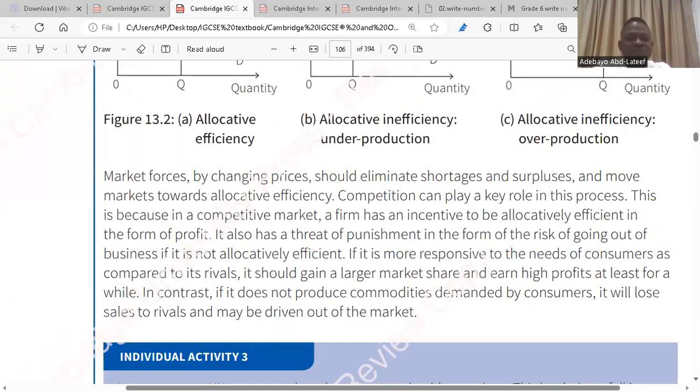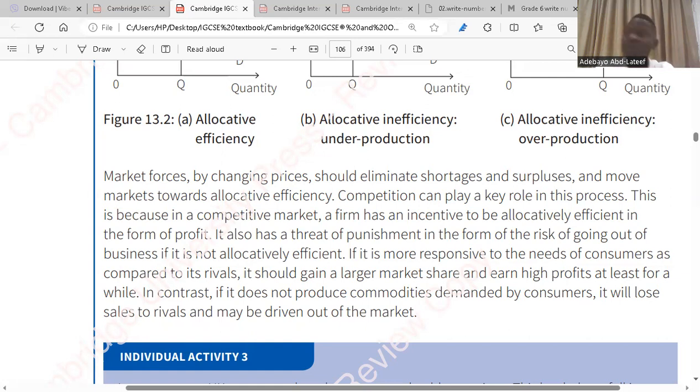Market forces, by changing prices, should eliminate shortages and surpluses and move the market towards allocative efficiency. Competition can play a key role in this process. This is because in a competitive market, a firm has an incentive to be allocative efficient in the form of profit. So let me stop there first.